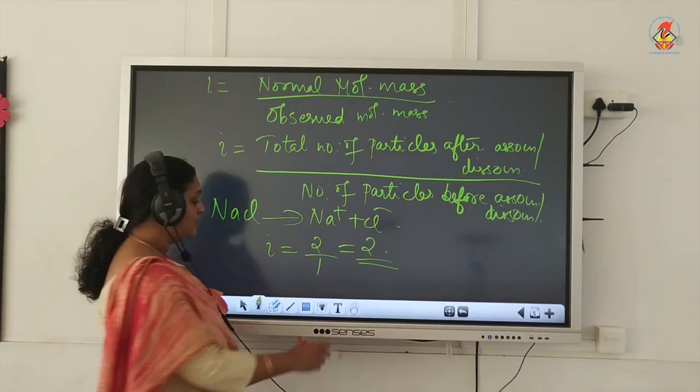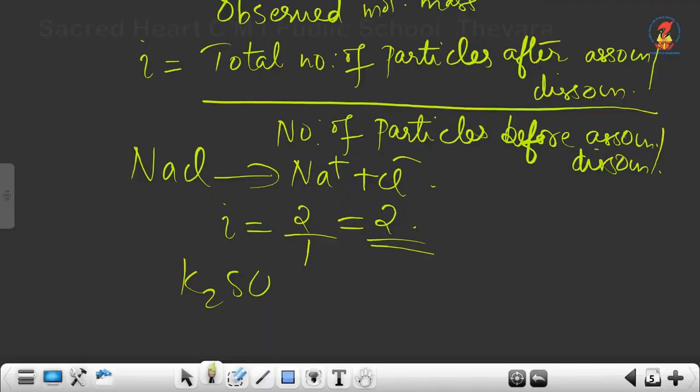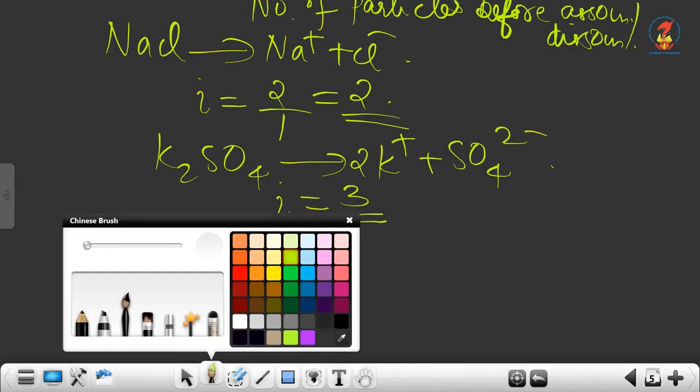Now for potassium sulfate, what will be the value of i? K2SO4 will dissociate into 2K plus and SO4 2 minus. So i will be equal to 2 plus 1, 3, divided by 1, which is equal to 3. So that is the Vanhof factor i for K2SO4.